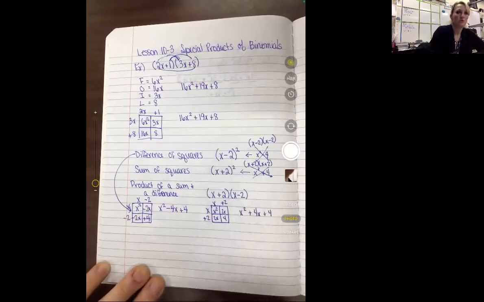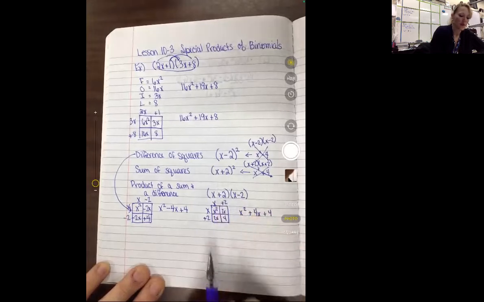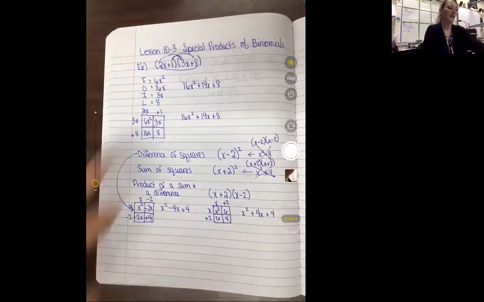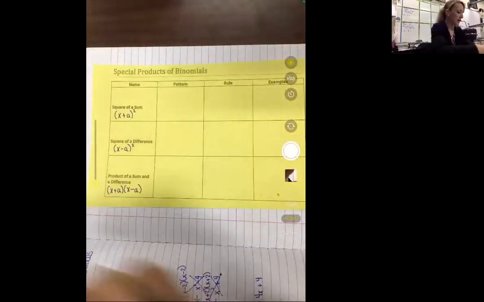You can only do that when you have a monomial. These are not monomials, these are binomials. They don't actually work. So that's where this is going to come in. So we're going to go ahead and turn everything sideways, and we're going to tape this guy in.